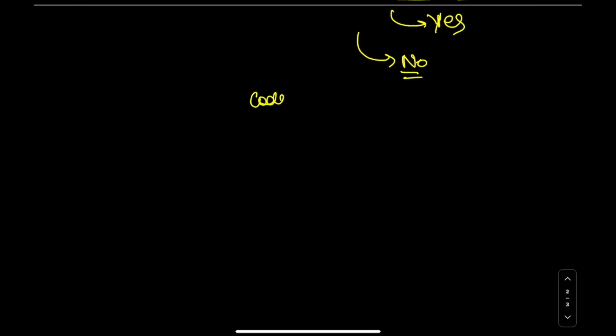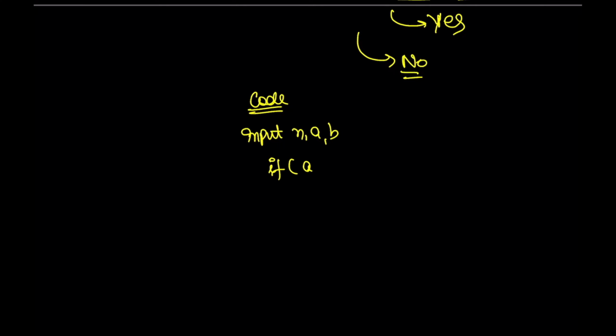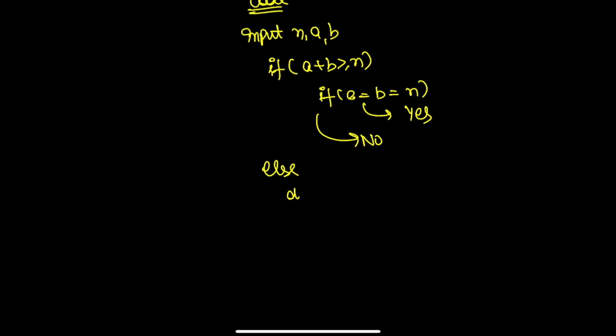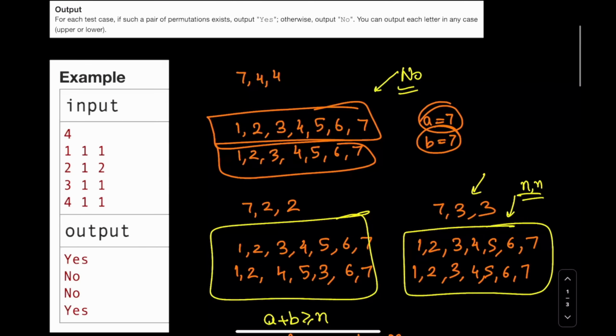Now let's code it up. We'll have an input that is n, a and b. We'll have cases: if a plus b is greater than or equal to n, then if a is equal to b and is equal to n, then only the answer is yes, otherwise the answer is no. Else we'll have a difference variable that is n minus a minus b. If this is greater than 1, then our answer is yes, otherwise our answer is no. That is all we need to do in this question.